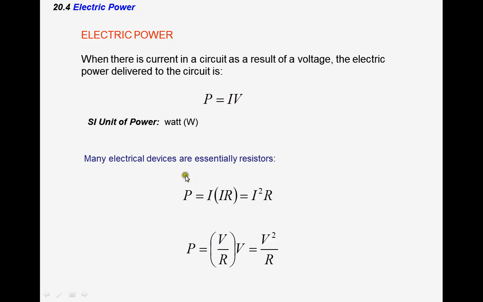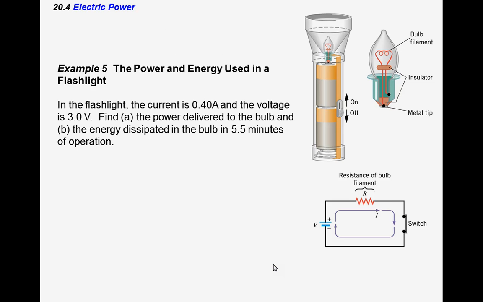Now if we're using electrical devices with resistors, we can have a simplification here. Since V equals IR, we can plug in IR in place of V and say that power equals I squared R. Or we can plug in V over R in place of I and say power equals V squared over R. So there's electrical devices that use resistors. We can have other shortcuts for figuring out what the power consumed is.